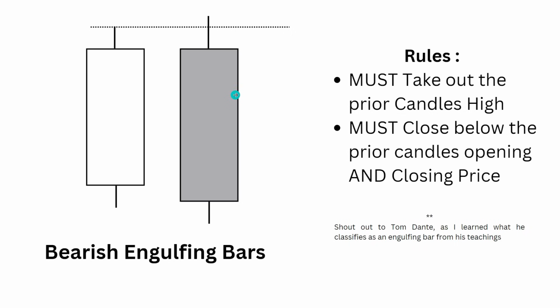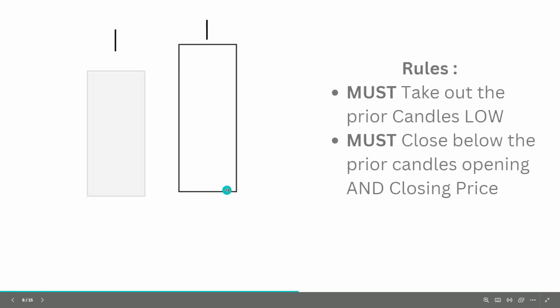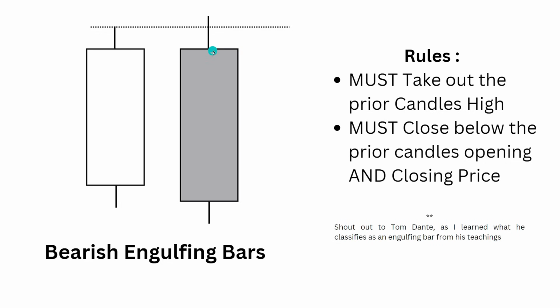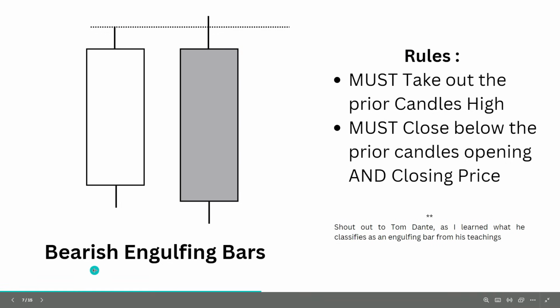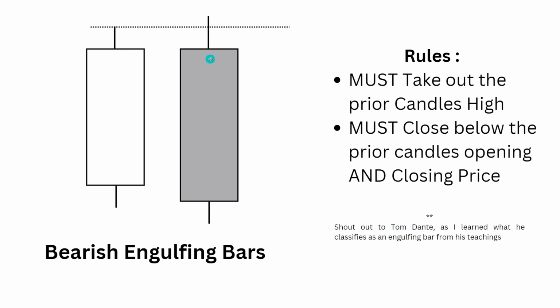However, Tom Dante, in one of his teachings, someone that I've paid for specific courses and educational content, uses engulfing bars with one very key component, where he requires an engulfing bar to take out the prior candle's high before having that move lower. So this is where I put in the rules. It must take out the prior candle's high. And again, this is for the bearish engulfing bars. Price takes out the prior candle's high, and then we close below.